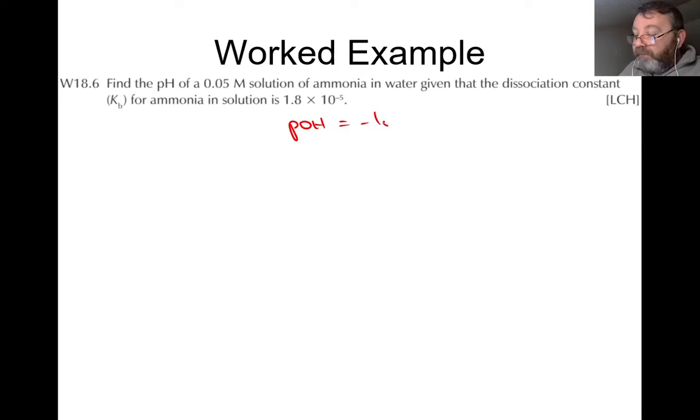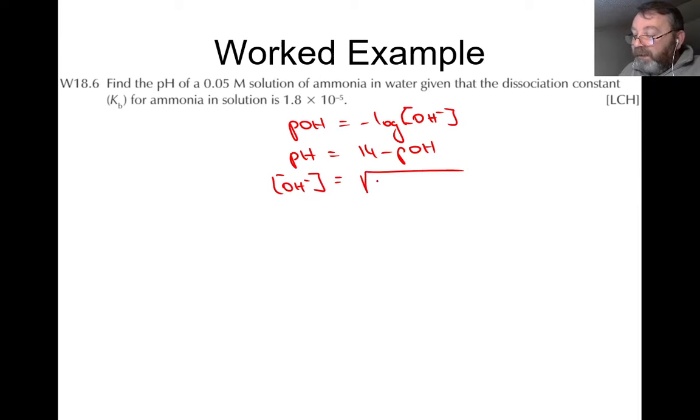pOH equals minus the log of the OH minus ion concentration. Remember, there are 3 things about a base. Secondly, pH equals 14 minus pOH. Thirdly, the concentration of OH minus ions, if not given, can be found by getting the square root of the product of Kb times the concentration of the original base, BOH.